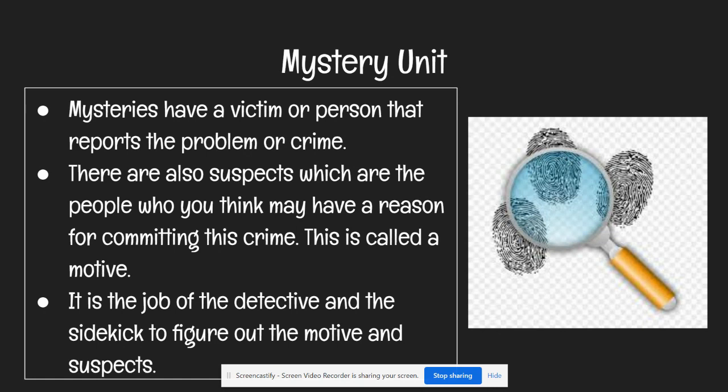This is called motive. If they have a reason for committing a crime or a reason for making a problem, that's called a motive. So as we're reading, we want to be like, all right, who in this story could have committed this crime or caused this problem? What motive did they have, or why would they want to do something like that? And that's how you can narrow down your list of suspects. It is the job of the detective and the sidekick or co-detective to figure out that motive or that reason and those suspects.